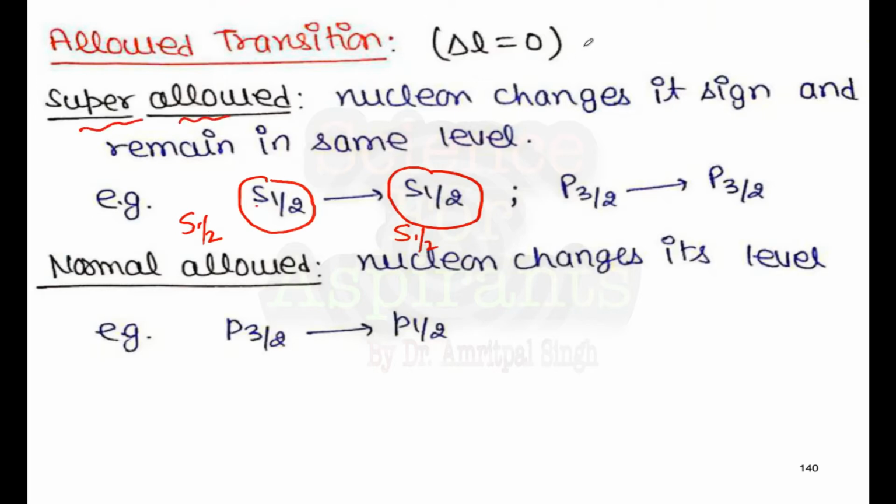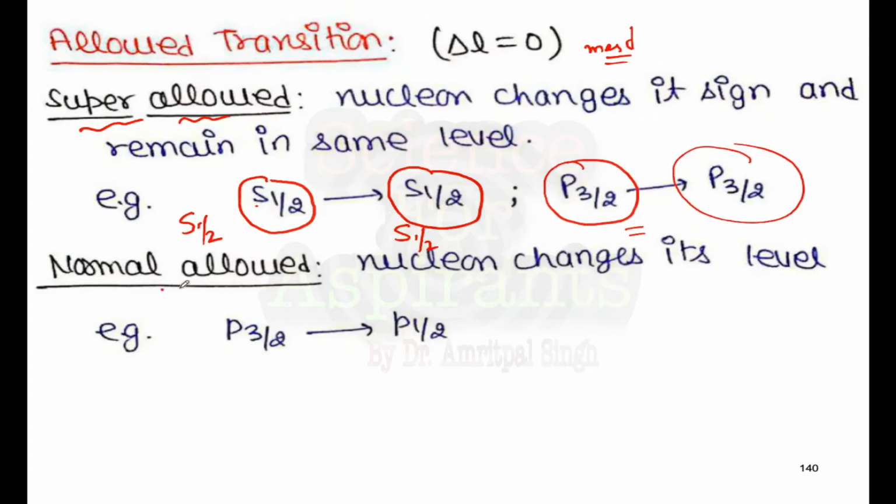So the most frequent type of transitions, which have a very short half-life period, are very quick transitions, and those transitions are known as super allowed transitions. Again, this is one more example. So this is the last unpaired nucleon, the ground state spin is p3 by 2, and after the beta particle emission, the daughter nucleus is again in 3 by 2. So these types of examples are known as the super allowed transitions.